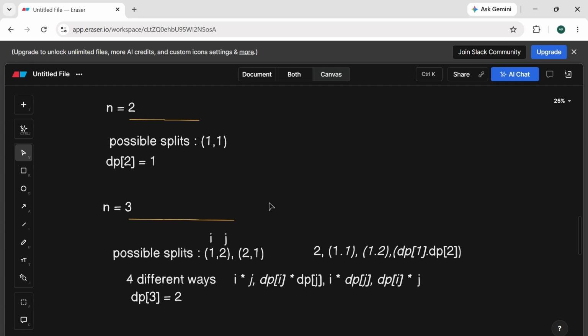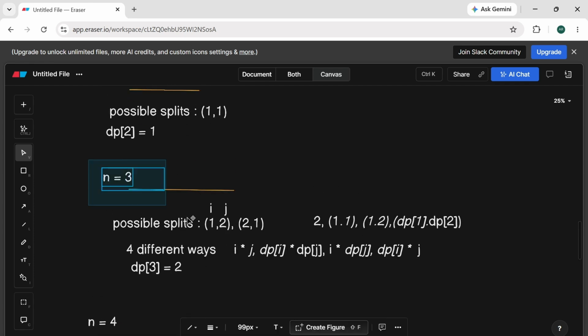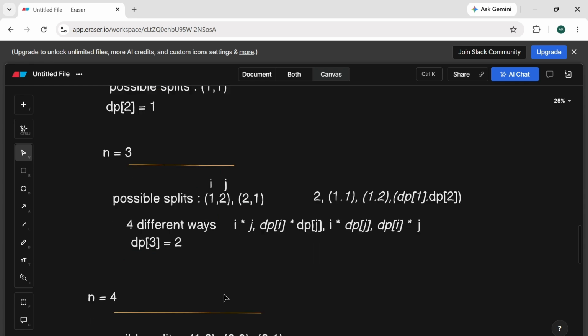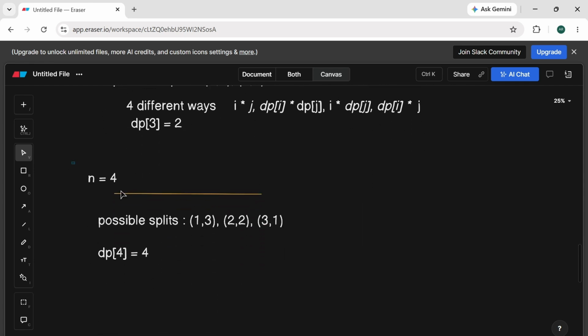I have just shown you this for the first few splits, and you will do the same thing for the rest of the splits, right? So this is for n is equal to 3, and the answer is 2. Now we will look at this particular example, that is n is equal to 4.